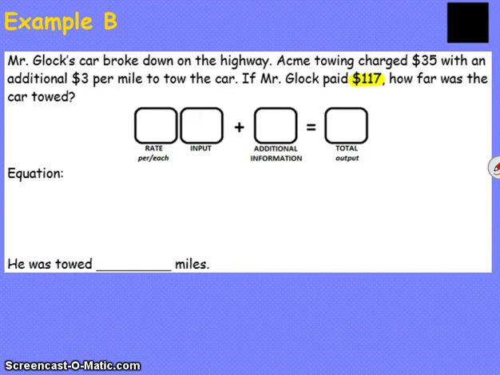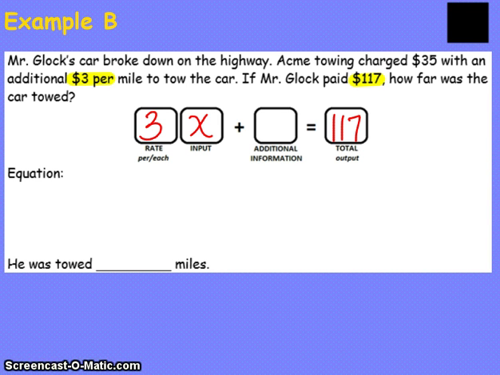So in my total box, I'm going to put 117. My next step is to find where it says the word per or each. Well, it says $3 per mile. So I know that that goes in my rate box. That's always the rate of change. Remember, my input box is always my variable, and then I have to find any additional information.